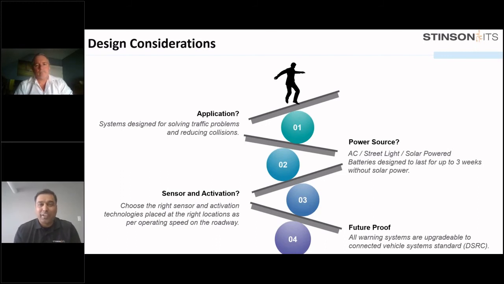Last but not the least, today we see a lot of customers at least talking about connected vehicle interfaces. Most of these systems are today designed for drivers, but all of these warning systems from TAPCO are upgradable to connected vehicle system standard, especially the DSRC radio. So they're all future-proof. In case you need them in future, we could always upgrade these systems to a connected vehicle system standard. So I feel that's probably the end of our core presentation.